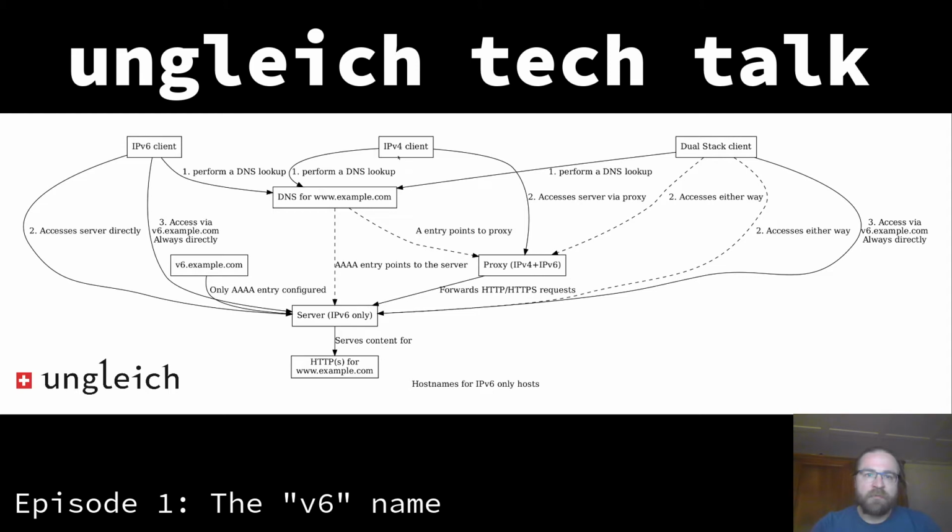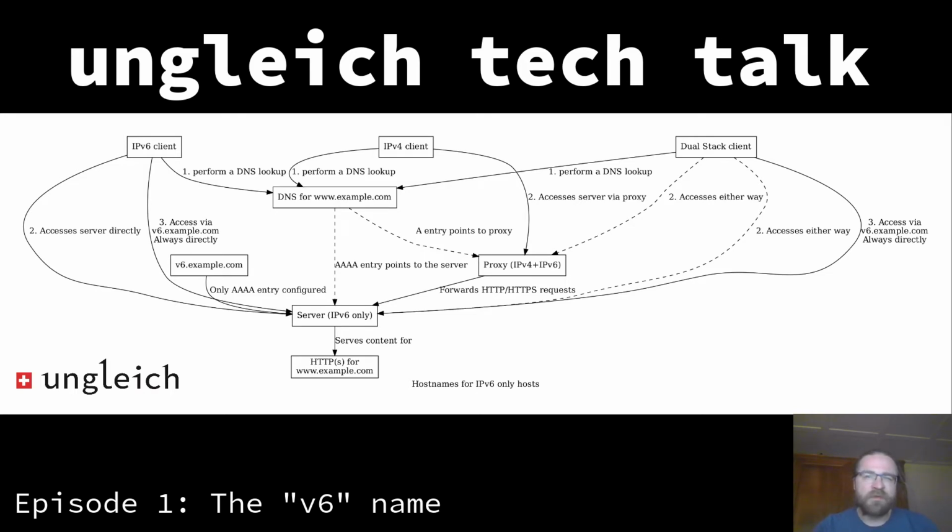When it comes to an IPv4 only client, this one will also first do a DNS lookup. It will get both entries again, but because it only has IPv4, it will actually connect to the proxy, which is dual stacked, has an IPv4 and IPv6 address. So this proxy then forwards the request to the server and returns it back to the client. This way we can run a lot of websites IPv6 only, but have them IPv4 reachable.